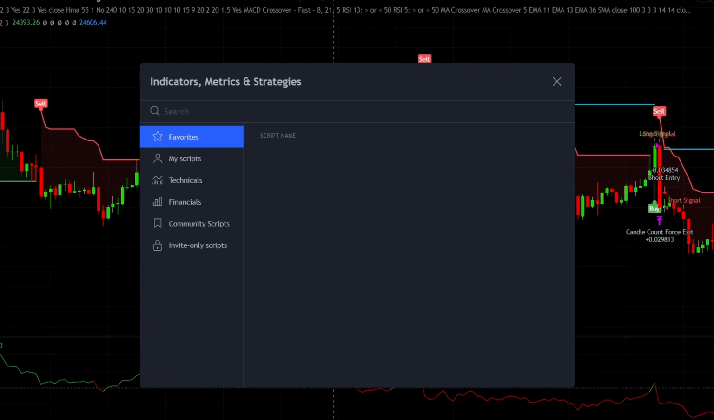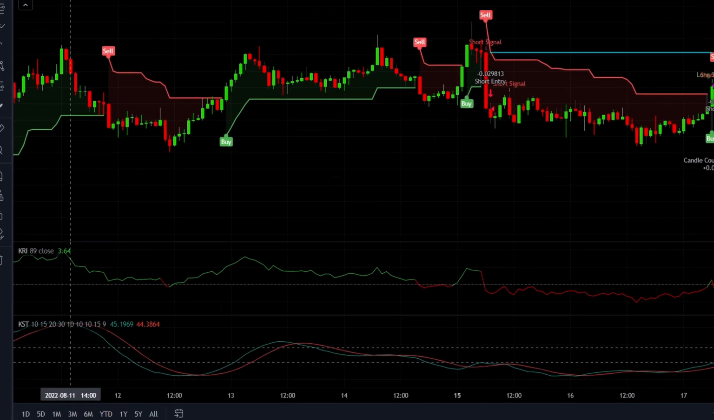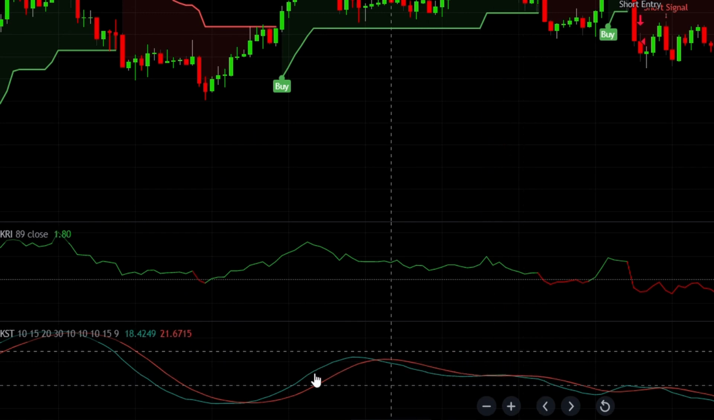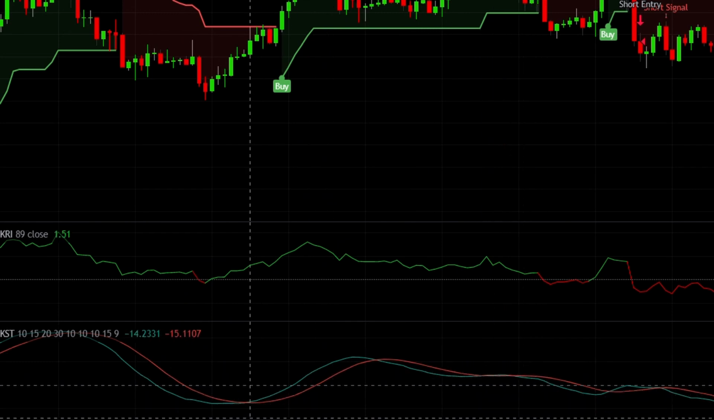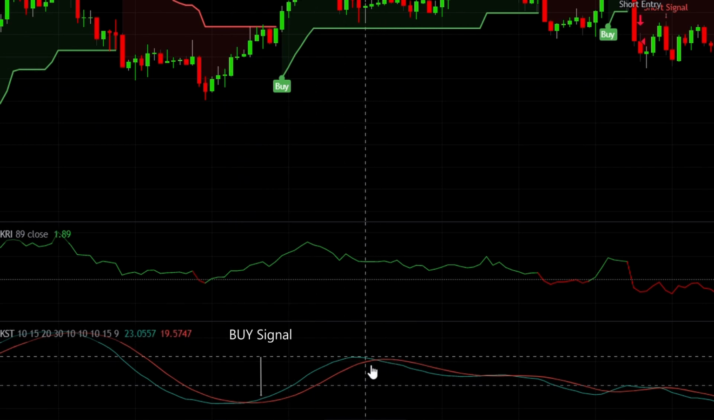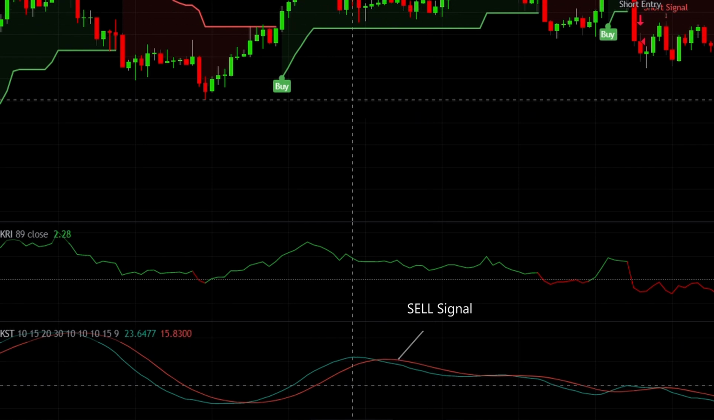Once again, open up the indicators tab and type in no sure thing. Click on this one. This indicator looks like a stochastic RSI, but as you can see, the lines are moving much smoother. It has 2 lines, a green and a red one. When the green crosses above the red one, it is considered as a buy signal. When the opposite happens, so the green line crosses below the red one, it is a sell signal.